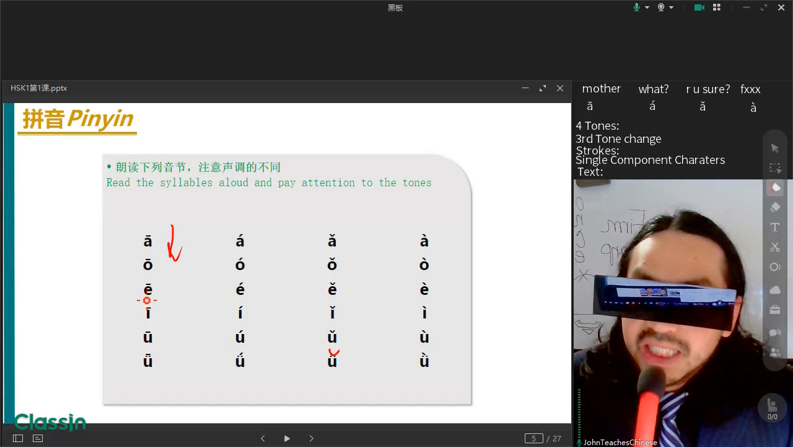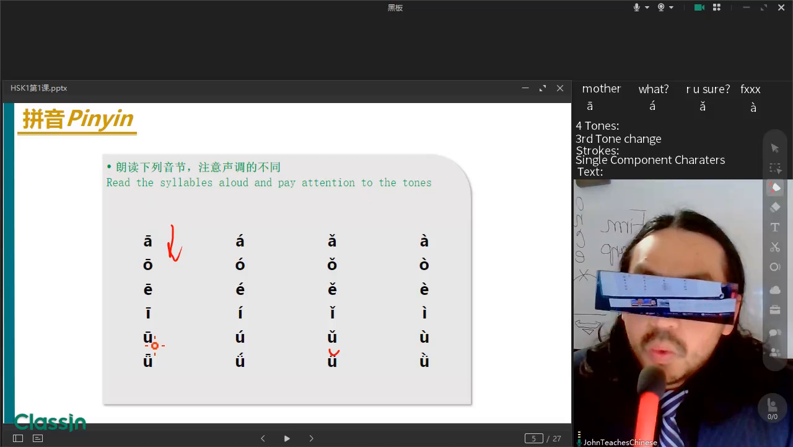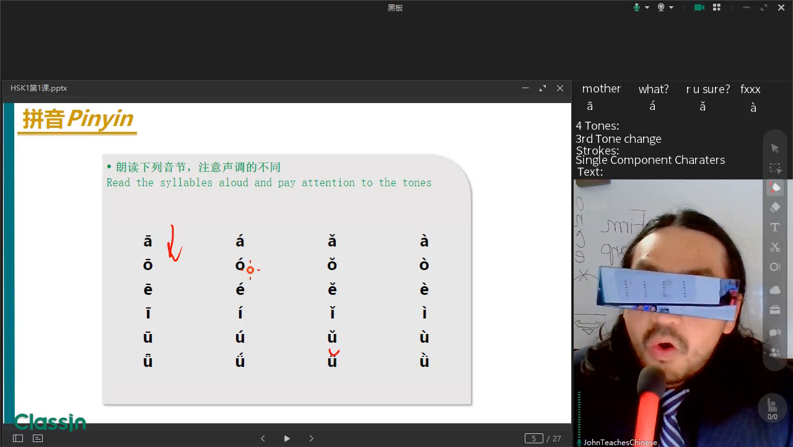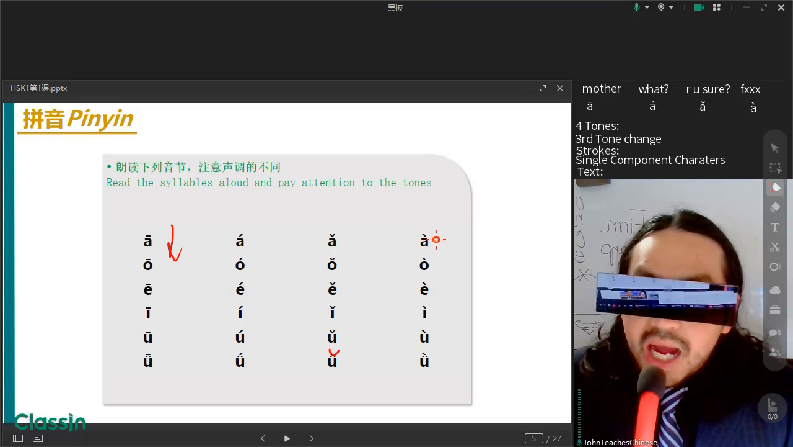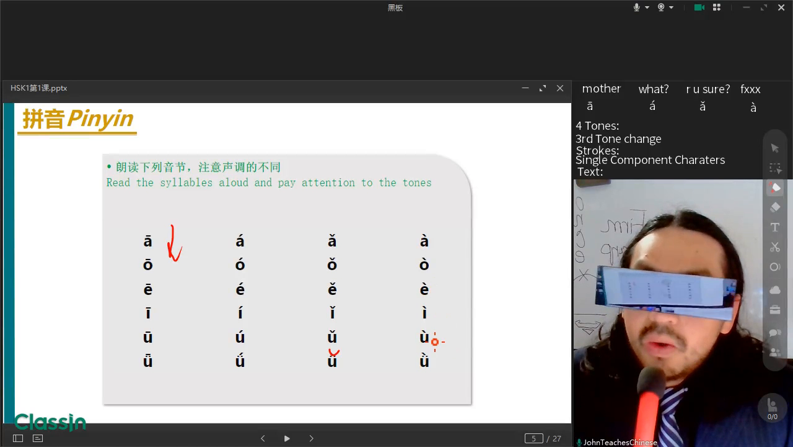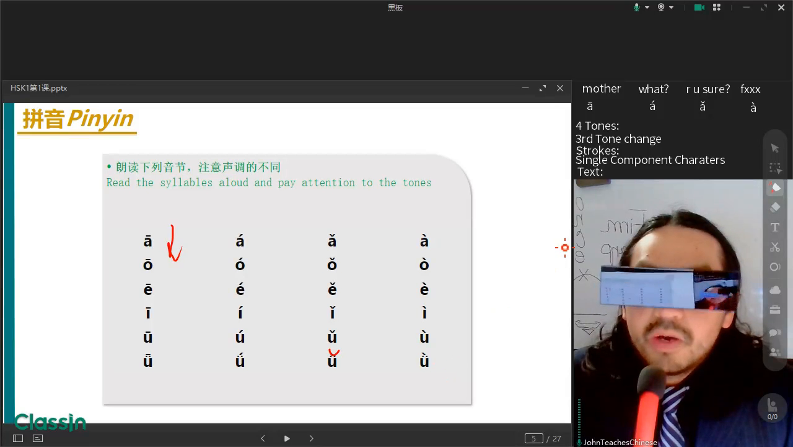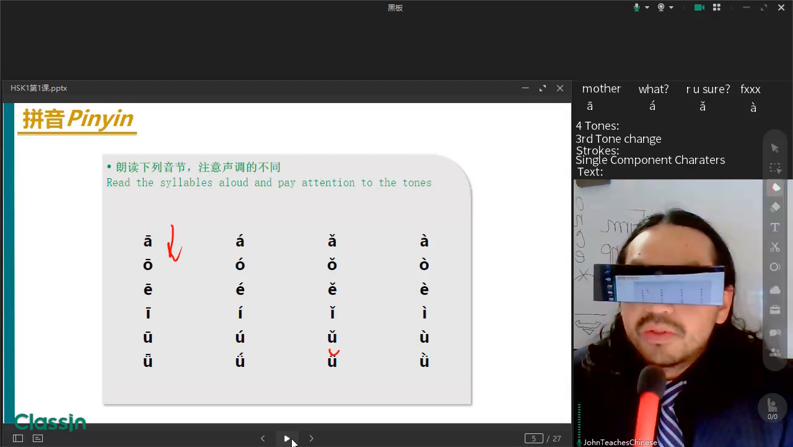Then we read it vertically. O, i, u, ü, o, i, u, ü, o, i, u, ü, o, i, u, ü. Okay, next time we're going to go through the other topic.